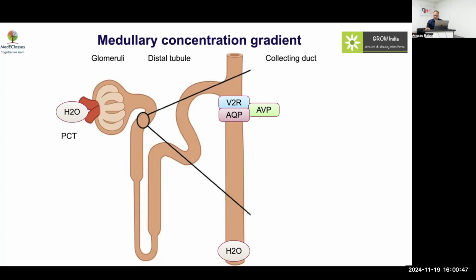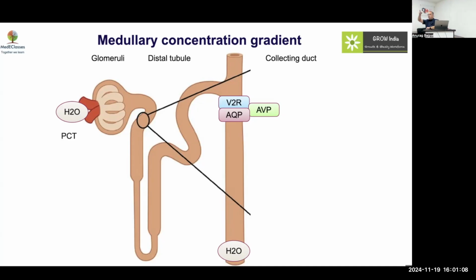Which mechanisms develop this medullary concentration gradient? That is between the nephron and the blood vessels surrounding the nephron. Yes. So loop of Henle and vasa recta.